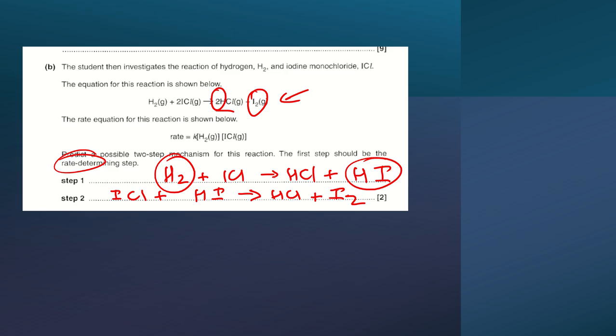Perfect. So have I got in my slow step or my rate determining step one hydrogen, one ICl? Yes, I do. Okay, have I overall reacted just one hydrogen? Yes, I have. Have I overall reacted two iodine monochloride? Yes, I have. Have I made two HCls? Yes, I have. Have I made one molecule of iodine? Yes, I have. I did make HI there, but I used it up, so that's fine.